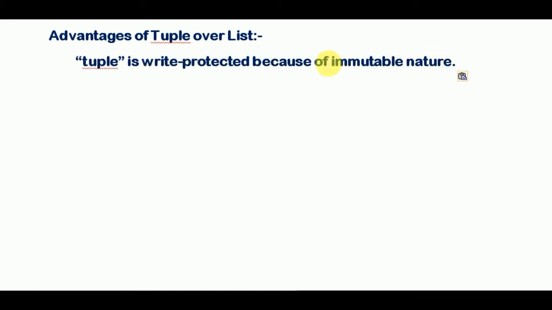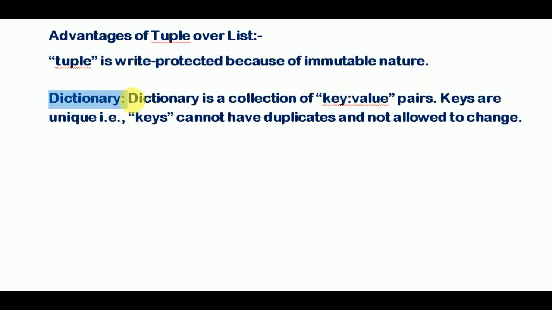So today we will discuss the advantage of tuple over the list. A tuple is write-protected because of its immutable nature. Immutable nature means the nature by which we cannot change any kind of value.